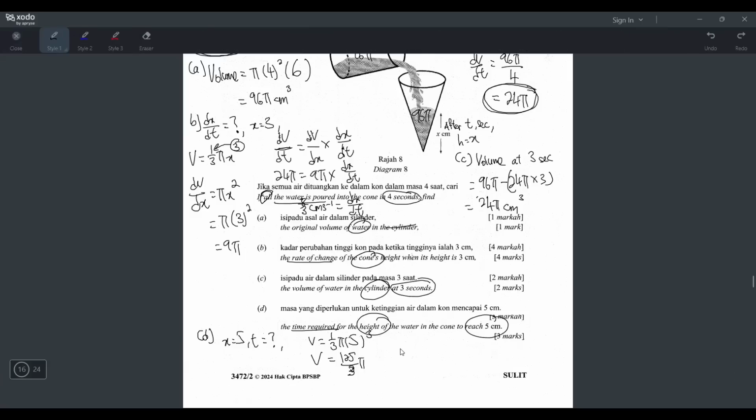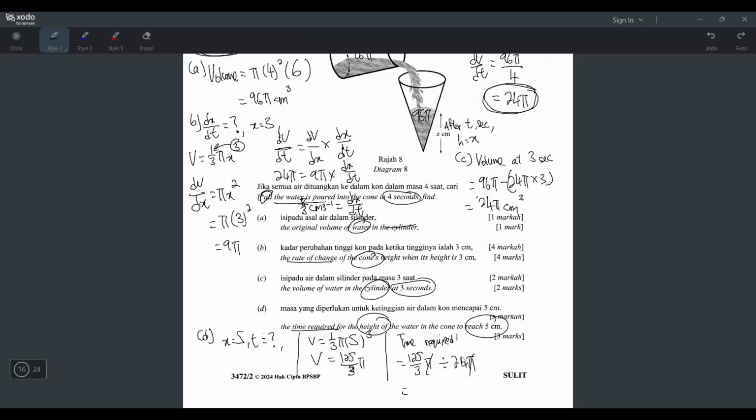So I'll just write time required. So this one I write here time required. I will just take 125 over 3 pi divided by 24 pi. Because every 1 second, you will add 24 pi here. So if you want to know how many seconds it will reach 125 over 3, you just divide. Okay, the pi and pi can cancel when you divide. So just left with 125 divide 3 divide 24.